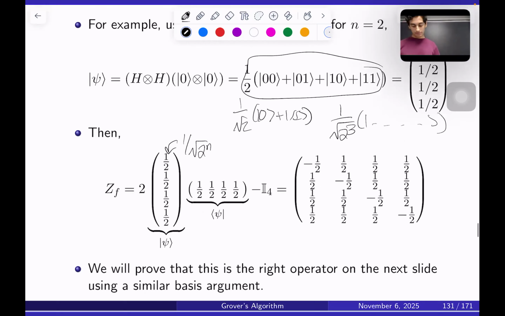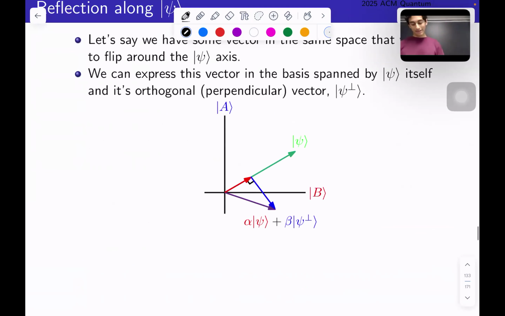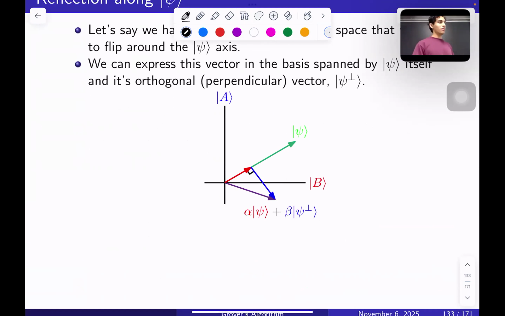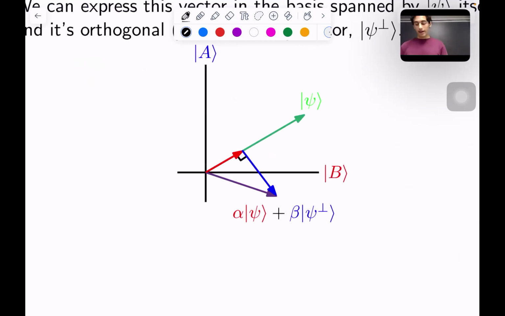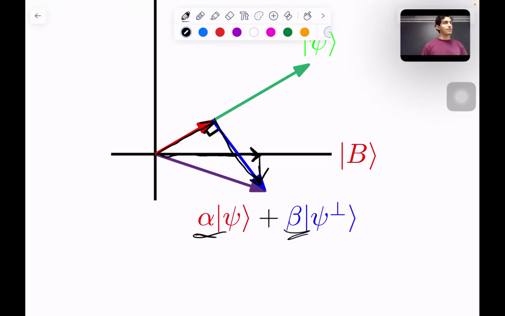Okay, so let's show that this is right. So let's say you have some vector in that same space with A and B, you want to flip it around the psi axis. So we're going to do a similar basis argument where we express the vector, instead of in terms of A and B, in terms of psi and then a vector perpendicular to psi. So if our vector is this purple one here, it has some component that's parallel to psi and some component that's perpendicular to psi, weighted by these alpha and beta. You just add them, you get the same vector, right? So instead of this component along B and this component along A, we're just expressing it differently. Just a change of basis. Good on that?